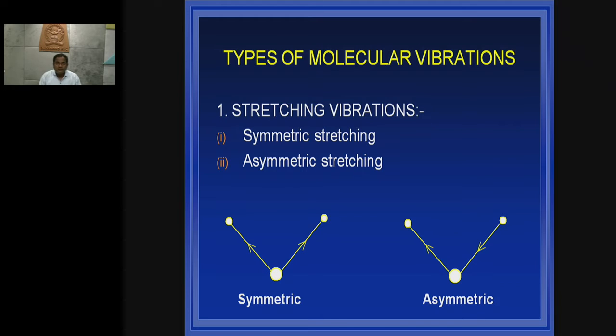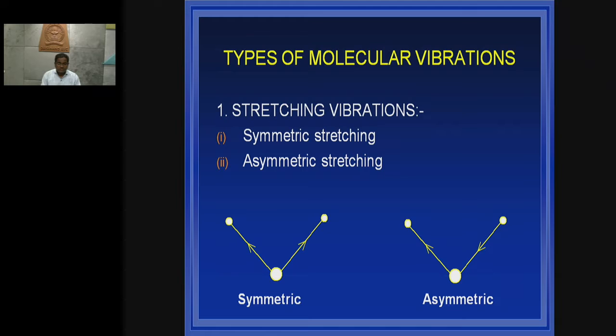So before that, you must know some fundamental terms involved in molecular vibrations. Here two terms we are going to define. The first is called stretching vibrations, and the second is bending vibrations. Let us see first of all what stretching vibrations are. During these vibrations, two types of stretching occur. First, symmetric stretching, and second, asymmetric stretching.